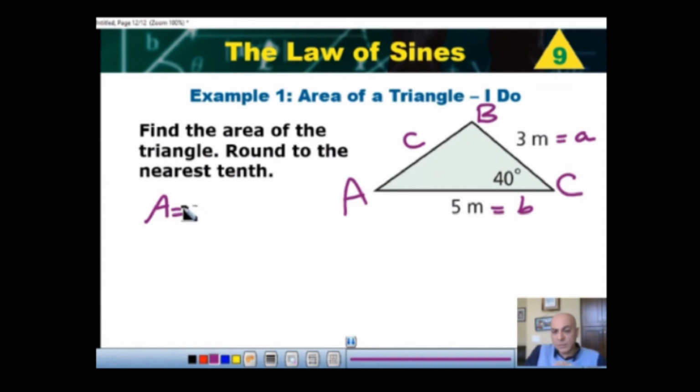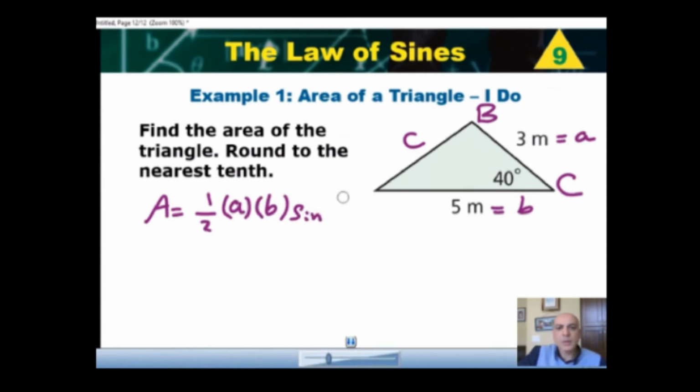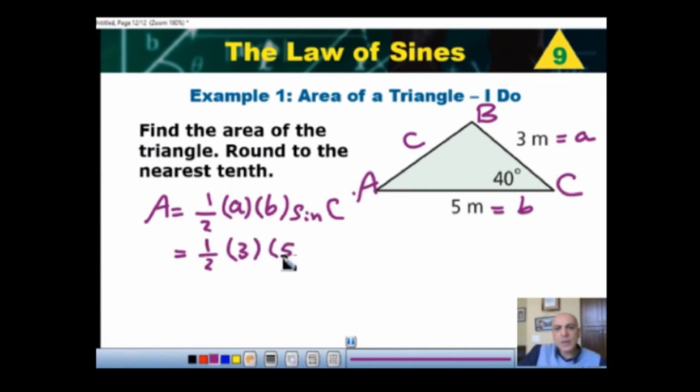So right off the bat, I am given side B and side A. Now let's just plug this into the formula itself. 1/2, and then I have side A and B, sine C. So this is 1/2, A is 3, and 5 for B, sine of 40 degrees.